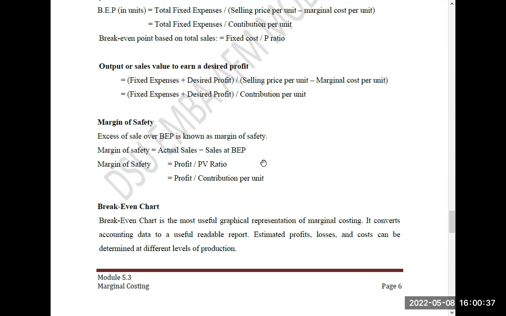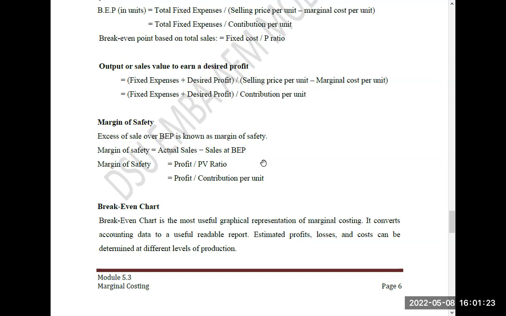Okay, so we know the formula. What is break-even point in units? Write it. Break-even point in units is equal to fixed cost divided by contribution per unit. We already know from the question that the break-even point is 120,000 units. So 120,000 units is equal to 630,000 divided by contribution per unit.